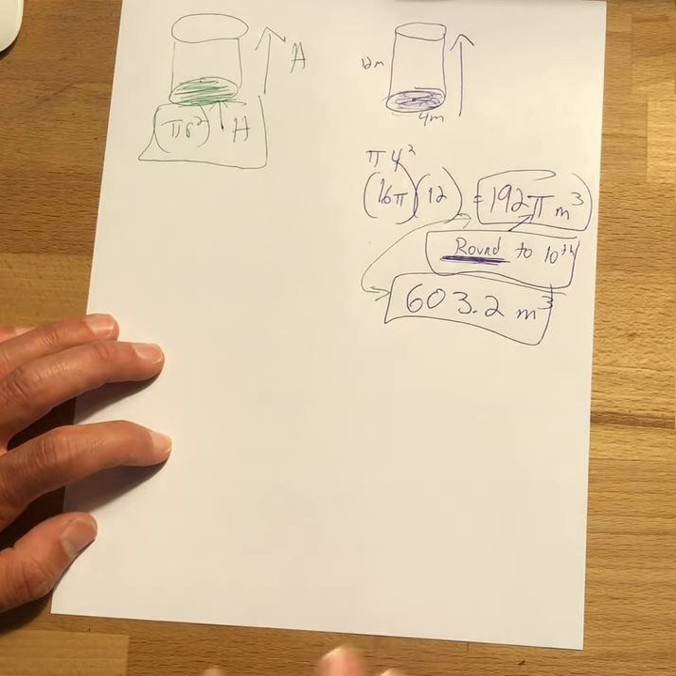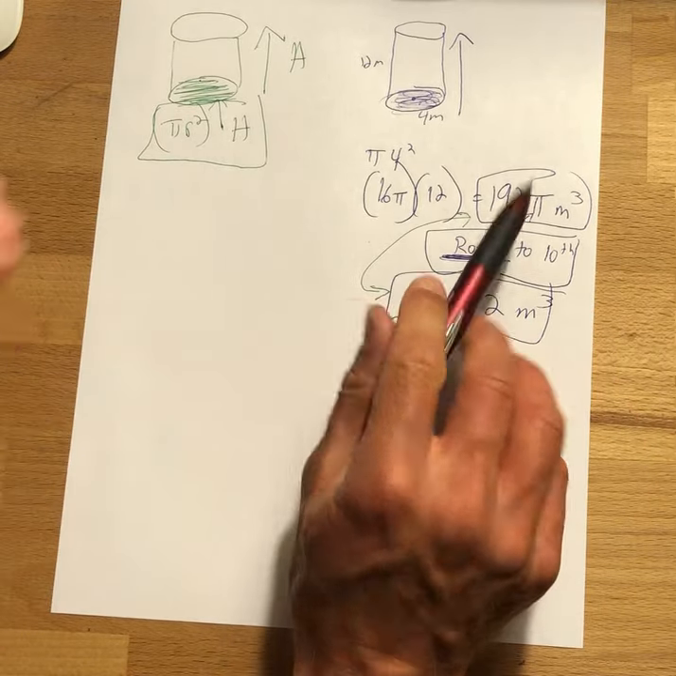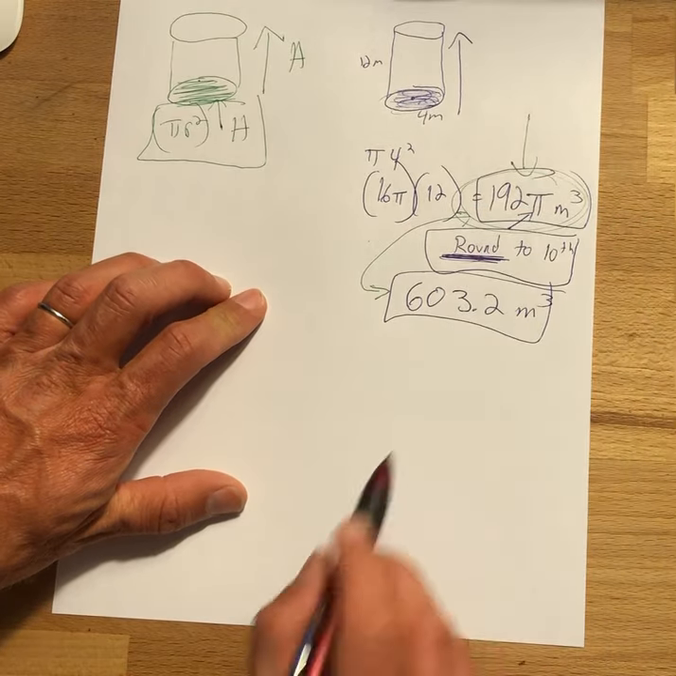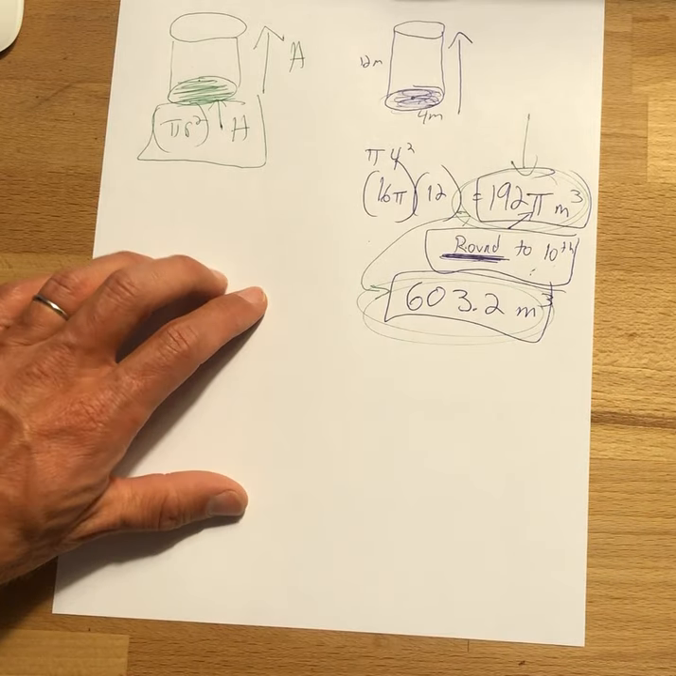Why did I multiply pi into it? Because the directions told me to round. If it just said find the volume, you would leave it like this. This would be your answer. But if it says round to the nearest tenth or hundredth or thousandth, this is your answer.